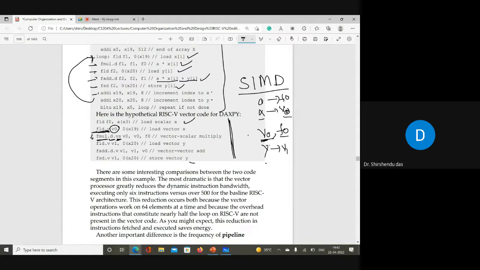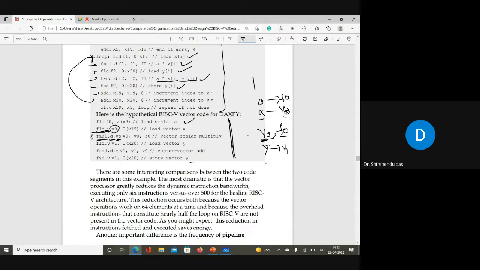So you are just giving one instruction per vector, you are not giving an instruction for each element. That's why it is called single instruction on multiple data, and that's why it is called a vector processor. If you design a processor like this, then that processor is called a vector processor. But it's not like that.